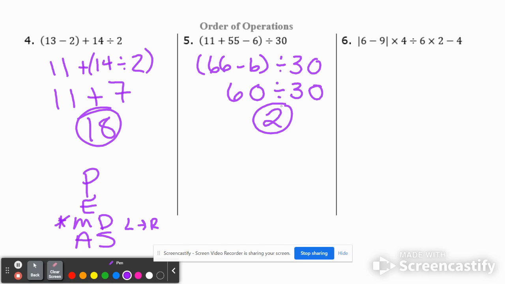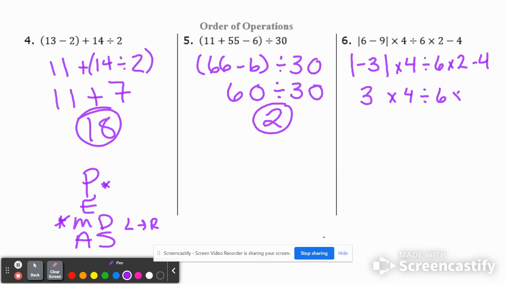And then the last problem, we see the absolute value of 6 minus 9. So that does count as, like we said, parentheses is actually grouping symbols. So 6 minus 9 is negative 3, and I'm going to keep it in the absolute value symbol until I've cleared that, because it's still in operation. 6 times 2 minus 4. Okay, so the absolute value of negative 3 is going to be positive 3.